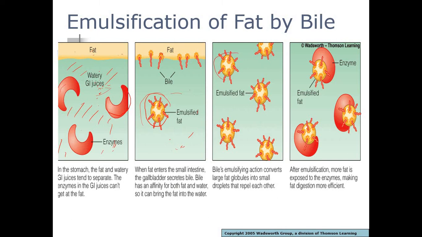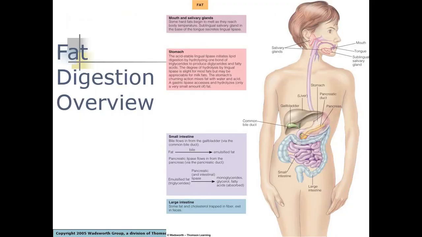So now you have this emulsified fat. Because you have this emulsified fat flowing in the watery GI juice, na diri sa GI juice, this enzyme can now attack the fat, and so the digestion becomes more efficient. Okay, so it's the action of the bile, wherein ang bile has an affinity for both fat and water. Okay, so this is how the digestion of fat goes.